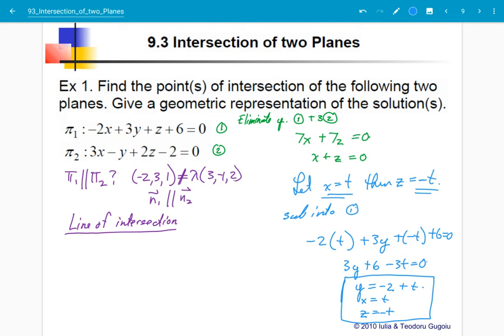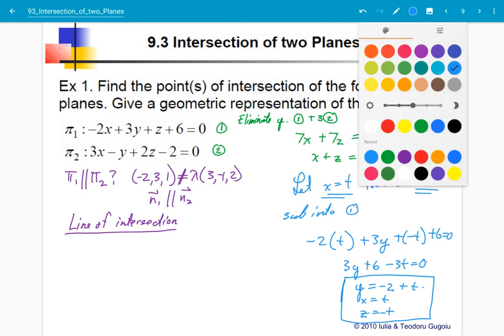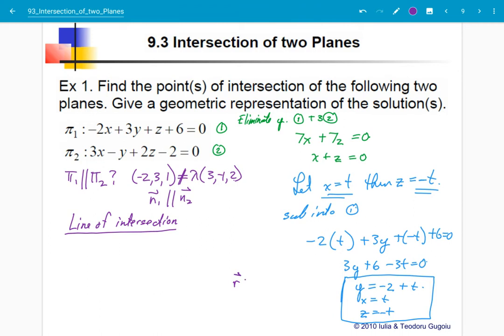In vector form, r would be equal to (0, -2, 0) plus t times (1, 1, -1).